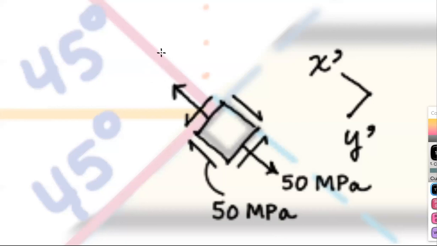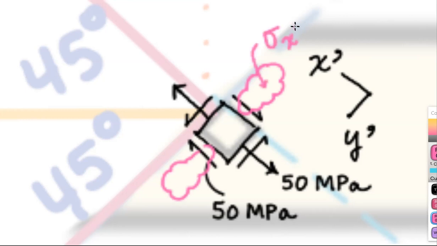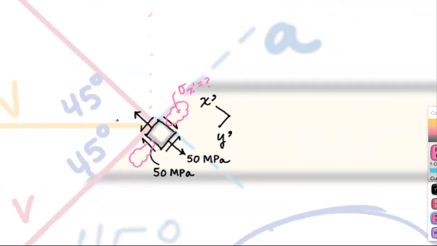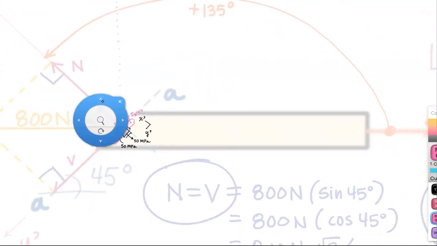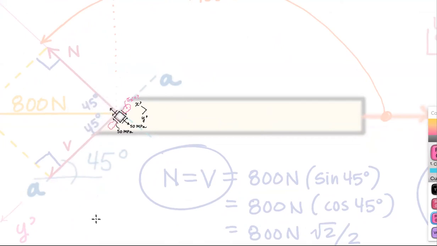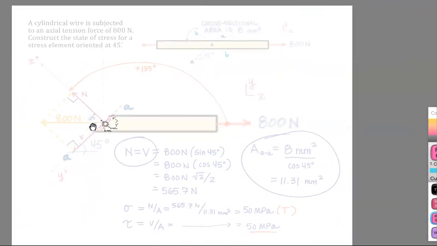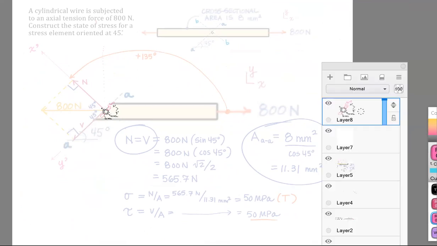And the one thing that this analysis is not capturing, so I'm going to do this in pink and put a question mark. We do not know this stress, sigma x prime equals what? Okay, is there one there? Well, hopefully you're able to intuit that, yeah, there is one there, but you can't see it in this view. And all that means is that we're going to need to go to our other cut through the cross section.